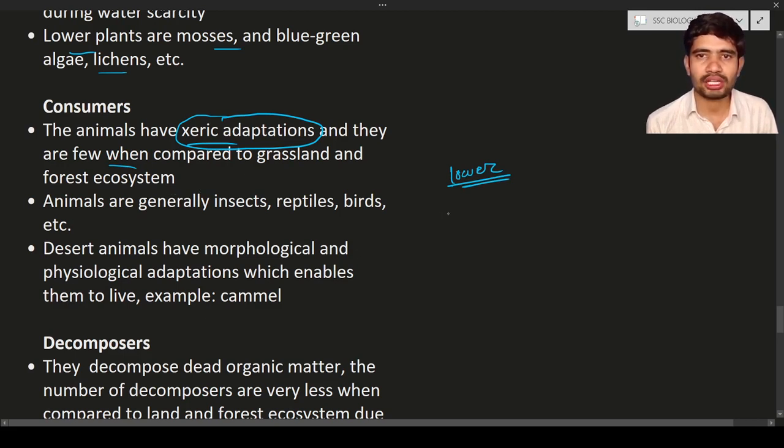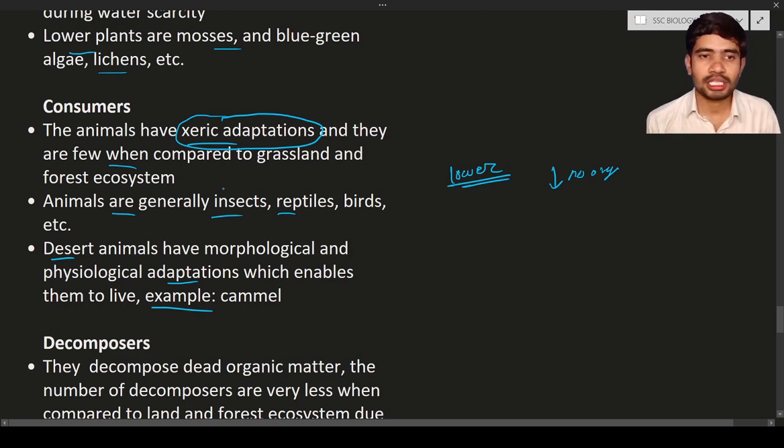They are very few when compared to the grassland ecosystem or forest ecosystem. If you compare with forest and grassland, the number of organisms is less in the deserts. Animals are generally insects, reptiles, birds, etc. They are the consumers of the desert. Desert animals have morphological and physiological adaptations which enable them to live. For example, the camel lives well in this ecosystem.